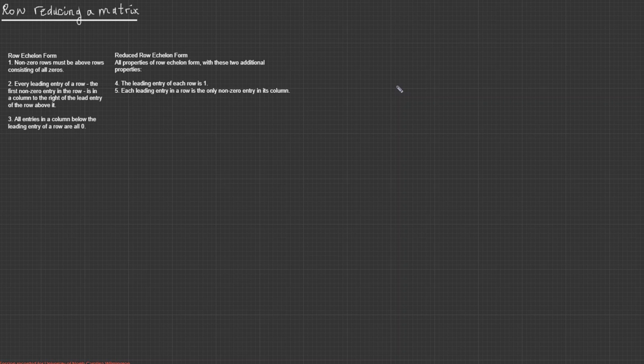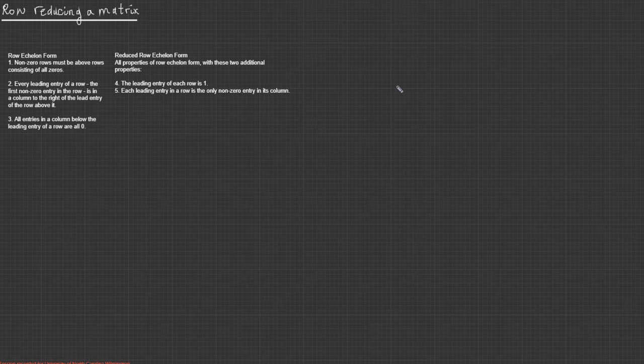Today I'm going to talk about row reducing a matrix. We're going to look at the two different forms for a row reduced matrix, which are row echelon form and reduced row echelon form, the row operations that we use to row reduce a matrix, and the Gaussian algorithm for row reducing a matrix. And we'll also look at plenty of examples along the way and apply what we learned to solving a system of linear equations as an example.